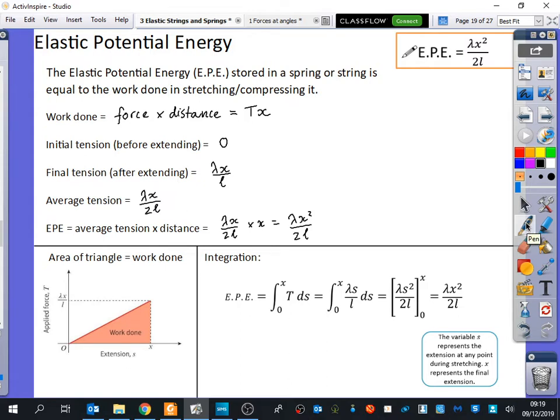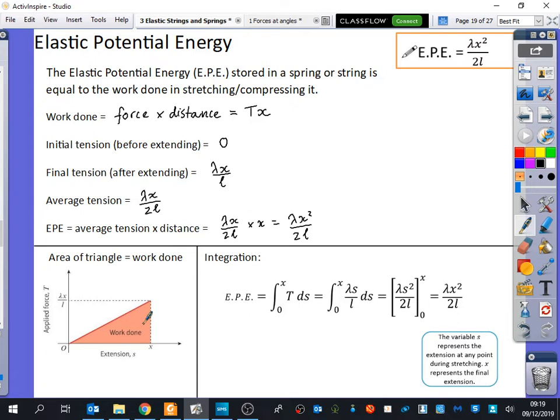What we've then got written down here is a diagram that's basically Hooke's law. We've got the applied force, so the tension running up along the y-axis, and along the bottom we've got the extension. And we know that as you extend, the tension gets higher until it goes all the way up to lambda x over L. And why is work done the area underneath the line?